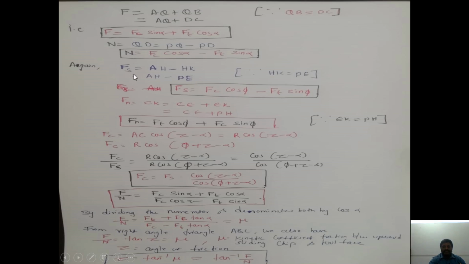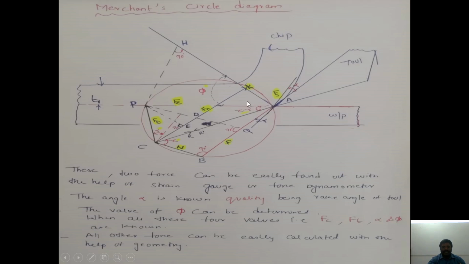Now come to Fs. See here is Fs. So Fs is AH minus HK. Fs is equal to AH minus HK. When I am saying AH, HK is parallel, making a 90 degree angle, and in the same manner HK is equal to PE here.